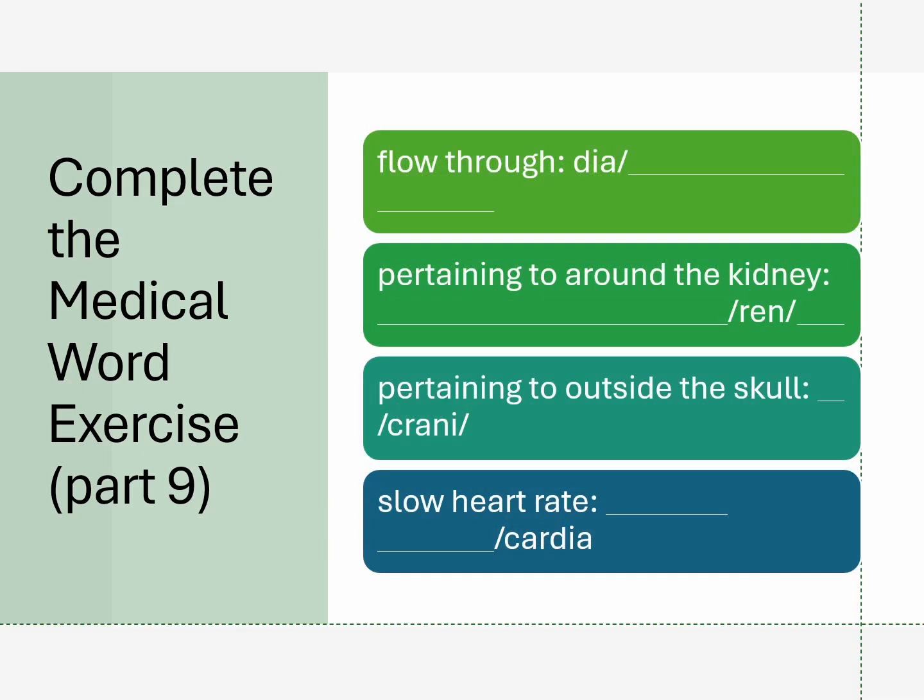Here's another set. Flow through is dia blank. Pertaining to around the kidney, blank, ren, blank. Pertaining to outside the skull is blank, crani, and then another blank. Slow heart rate is blank, and then cardia.